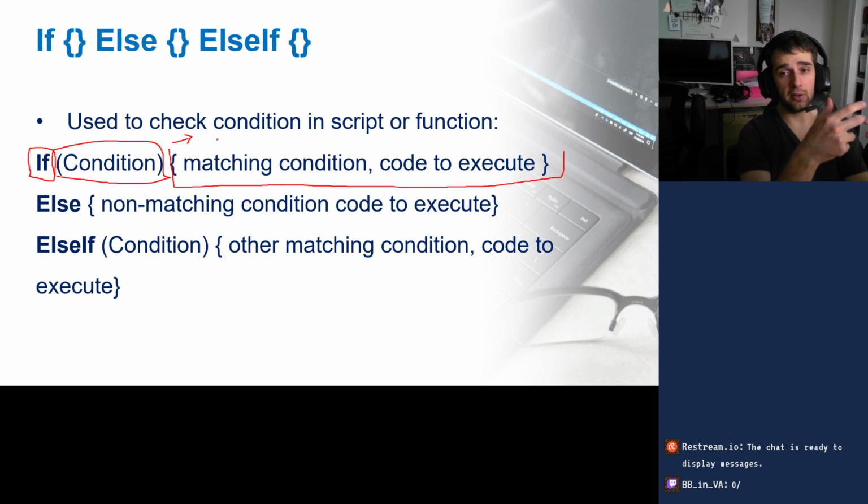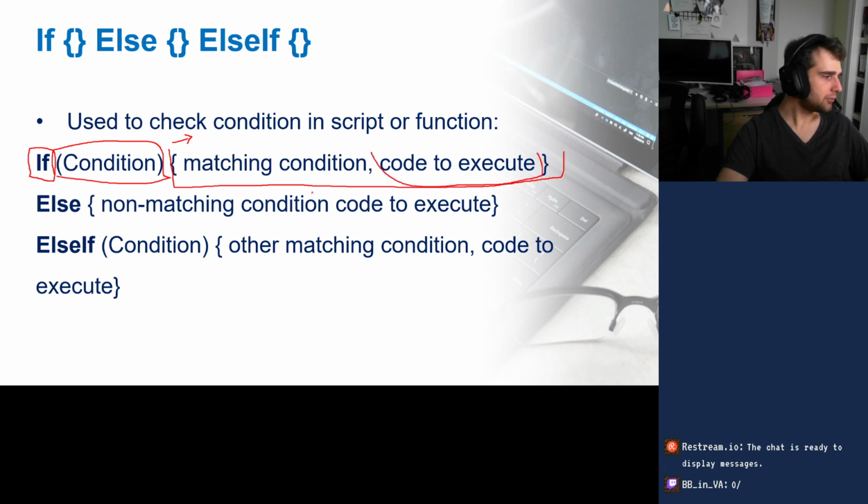You can flip it and make it false. So if the file doesn't exist, then you can do that. And so you're testing for the false, but whatever's matching is really what it's going to execute. So this will execute the following code. You have the else statement. The else statement is the non-matching condition code to execute.